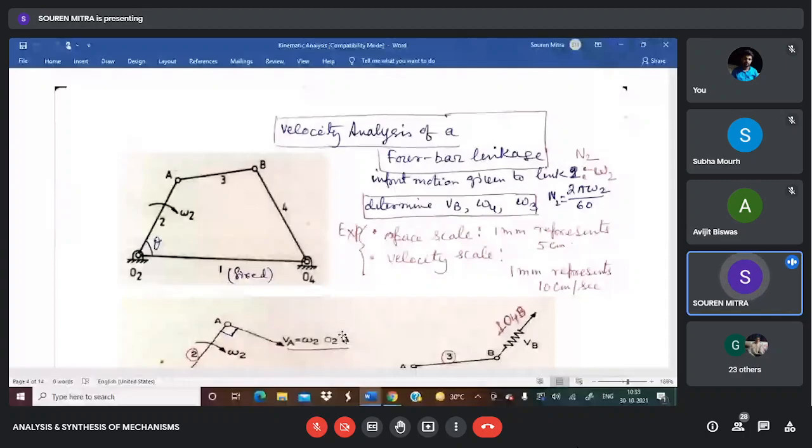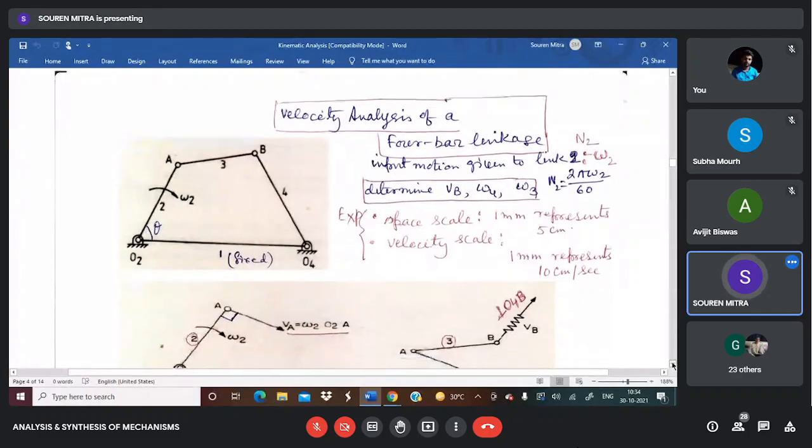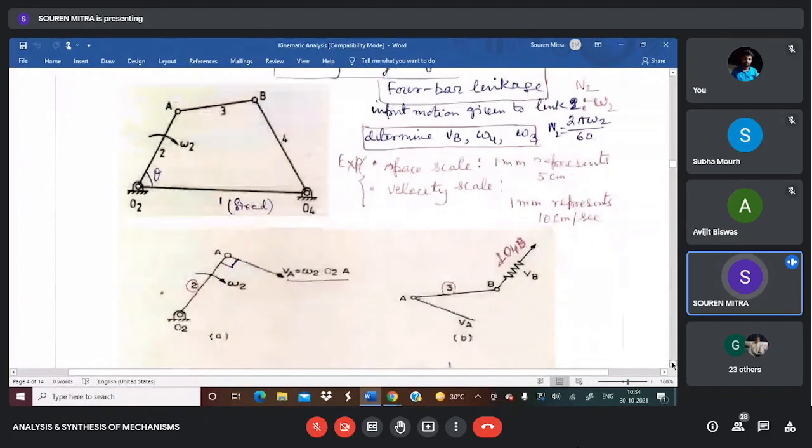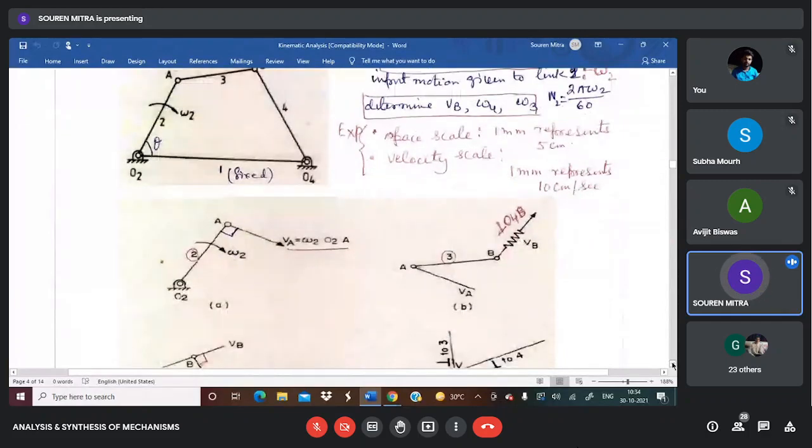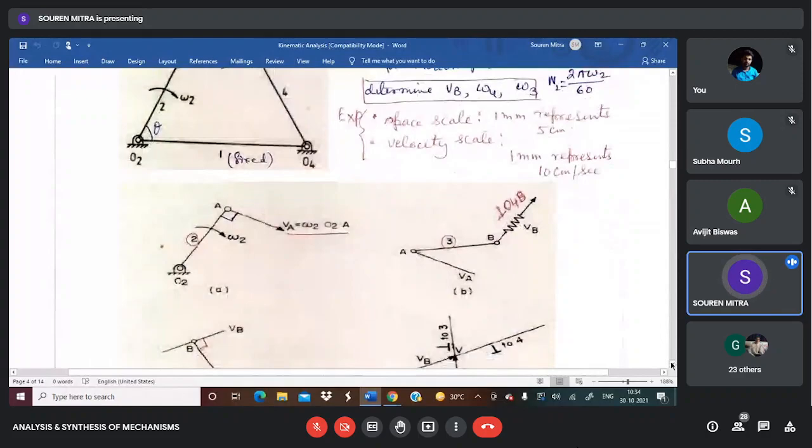So what do you have to do? First, you have to select the space scale, say 1 millimeter represents 5 centimeter of the link and so on, and the velocity scale. Now, just to facilitate the analysis, at the beginning I'm showing you how the velocities are getting transferred, because normally we do not need to draw all these things.